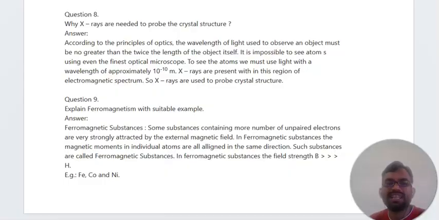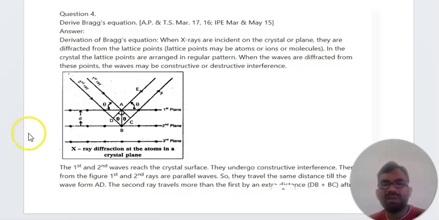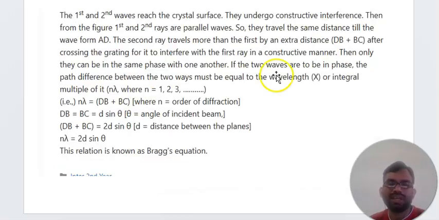And why X-rays need to be used in crystal structure study, and ferromagnetism with a suitable example. A few questions you can see: explain ferromagnetism with a suitable example, and antiferromagnetism with a suitable example, you can note down. And this is the Bragg equation, and you need to learn this structure, what is the Bragg equation. n lambda is 2d sin theta.